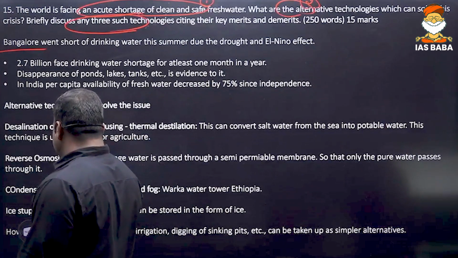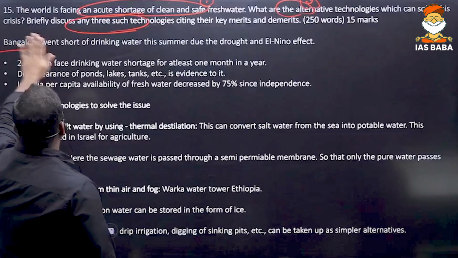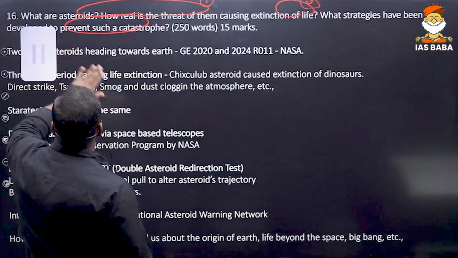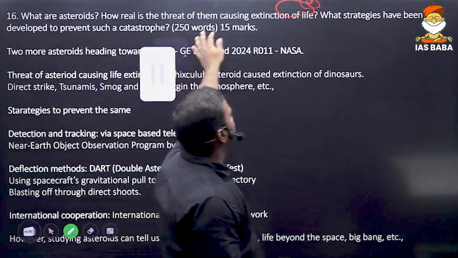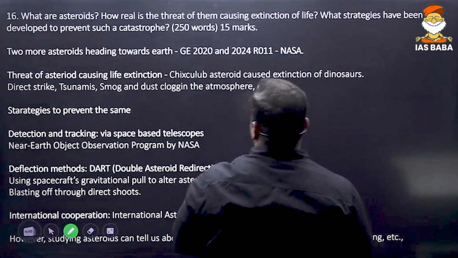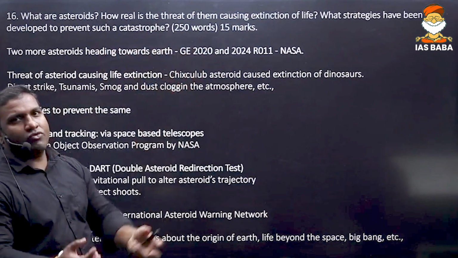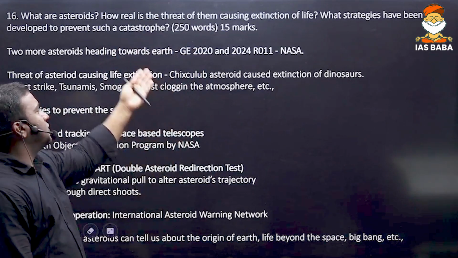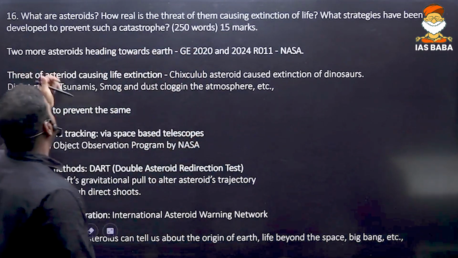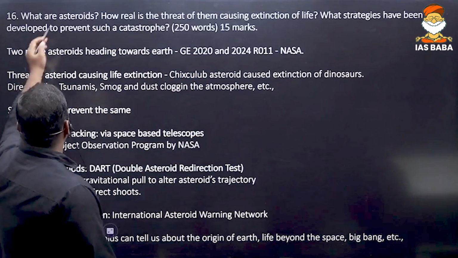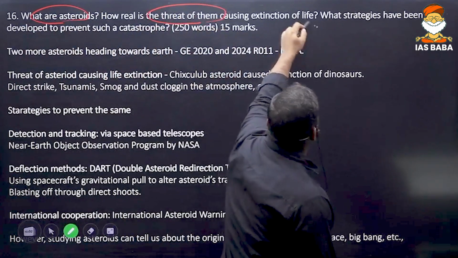Then moving to the next question. What are asteroids? How real is the threat of them causing extinction of life? A very easy question. How? If it comes and falls on the earth, there will be extinction. Then what strategies have been adopted to prevent this catastrophe? So science and tech: first demand, second demand, third demand.